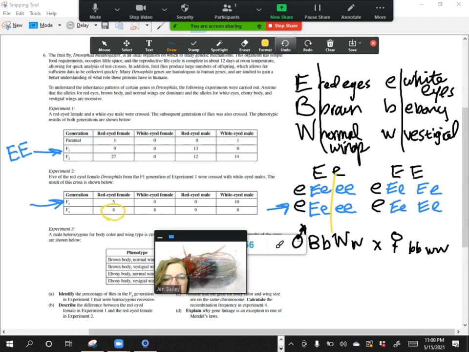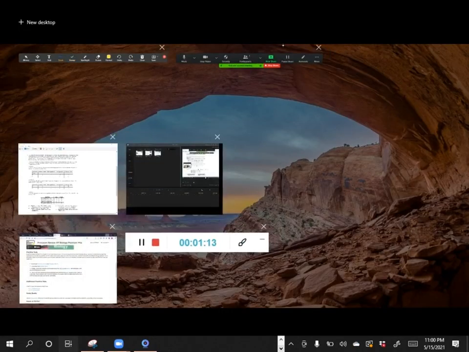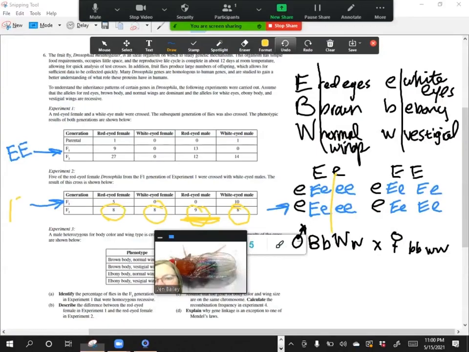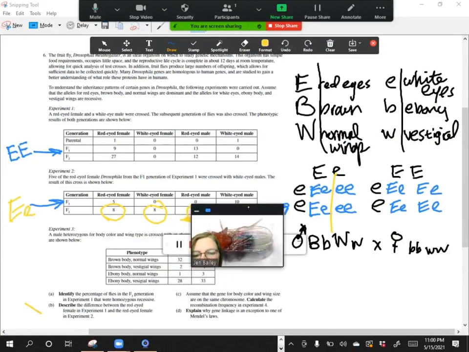And yes, we've got a red eye and a white eye and a red eye and a white eye. Not perfect, right? But we've got 8, 8, 9, and 8. That's a pretty close percentage to 50-50. So I'm going to say that this girl over here is heterozygous. Okay, so that's going to be my main answer for this one.